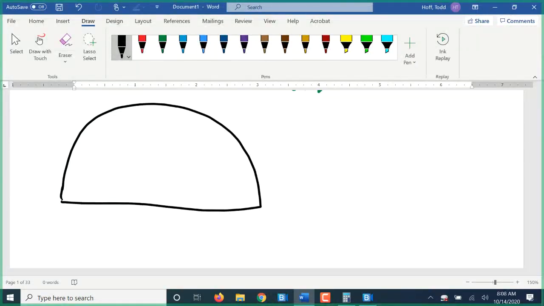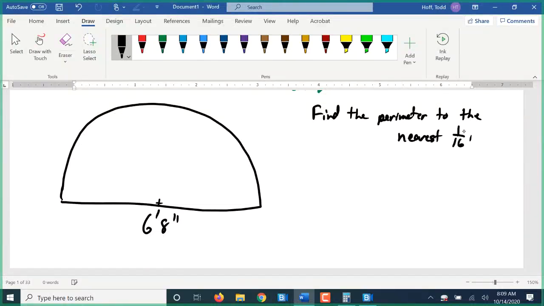Pretend that looks like a half circle. If our diameter across here is 6 feet, 8 inches, find the perimeter to the nearest 16th of an inch. So I'll give you a minute on that one, then we'll go over it.